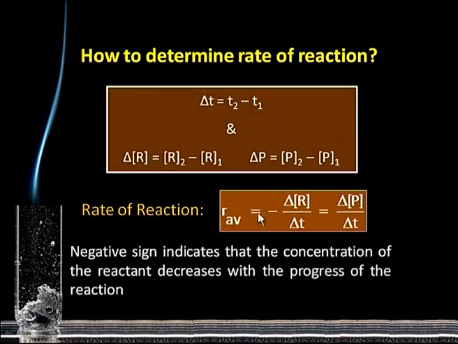We have used the negative sign because the reactant concentration decreases with time, and we want to express rate of reaction as a positive quantity. And also we must remember the rate that we get is the average rate. The rate of reaction changes with time, and therefore whatever rate we have calculated is the average during that time period.